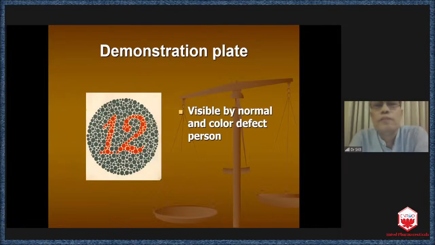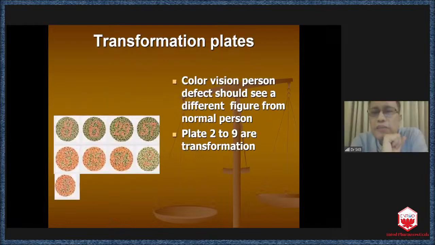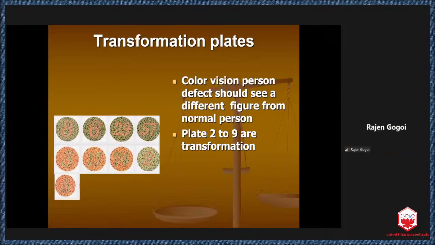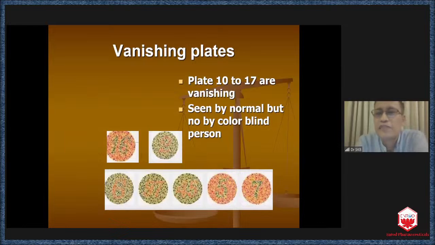This book consists of several types of plates. The first plate is called the demonstration plate, which is visible to all patients, normal as well as colorblind people. Plates 2 to 9 are transformation plates. These are visible to normal persons, but colorblind people will see them differently. Then the vanishing plates, from 10 to 17. These are seen by the normal person, but not by colorblind people.